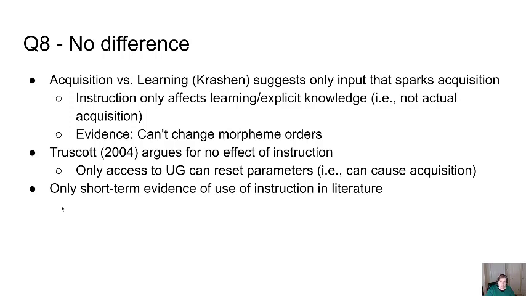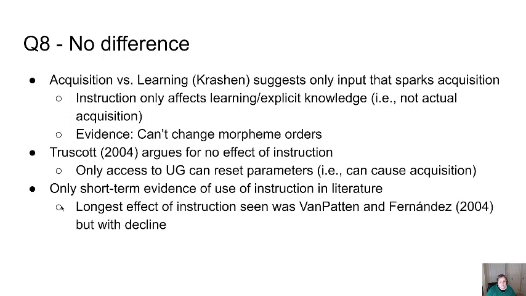So it might give you some immediate improvement, like if I'm going to quiz you on it next week, I should teach it to you because you're going to do better on my quiz. But that doesn't necessarily mean 3 months from now you'll know a thing about whatever it is we studied. Okay. The longest effective instruction was seen in Van Patten Fernandez 2004, but even that had declined. So the improvements they saw in the instruction group were kind of waning. I don't remember if that was 3 months or 6 months, right? But in general, benefits from instruction, and especially explicit instruction, are usually short-term and not long-term.